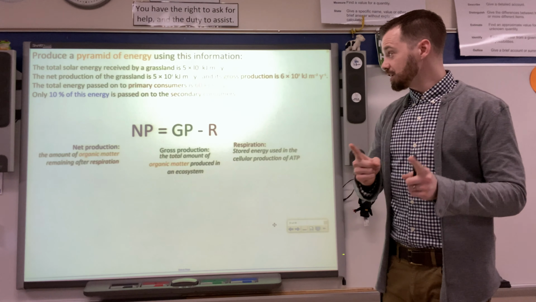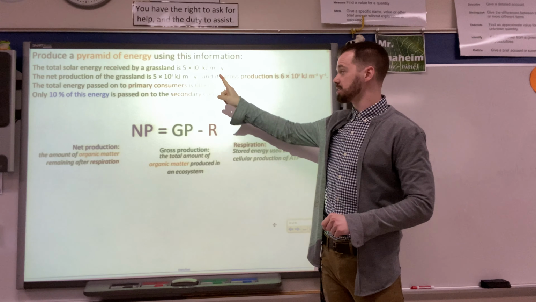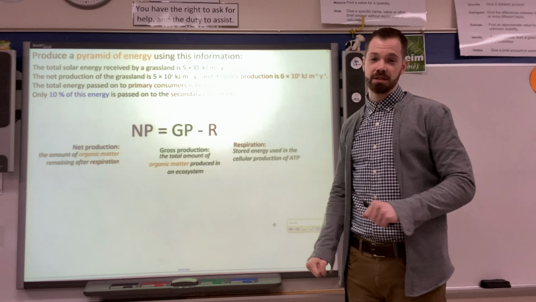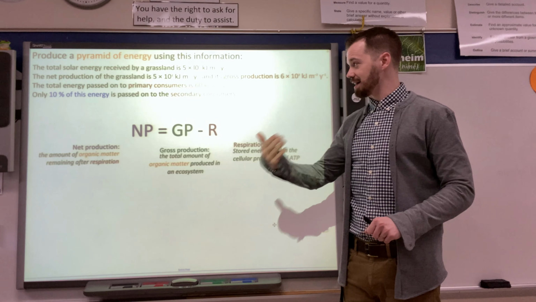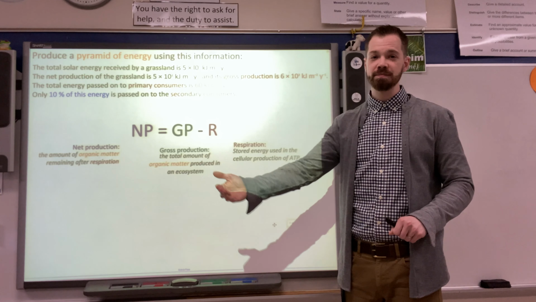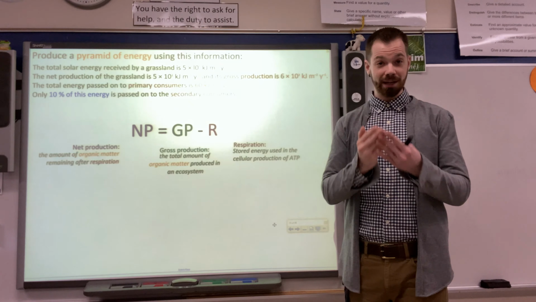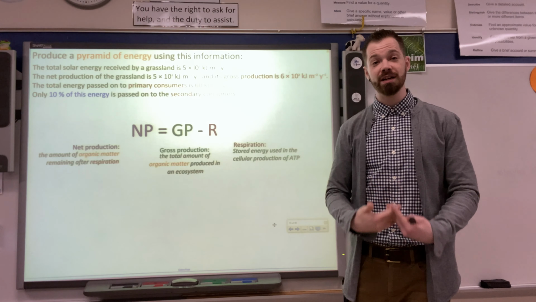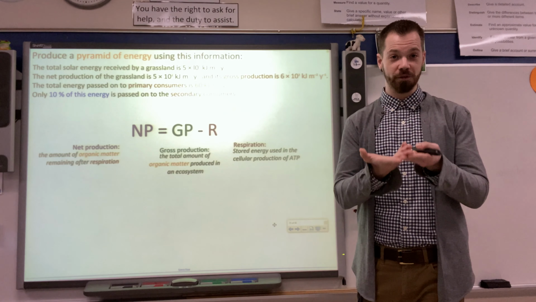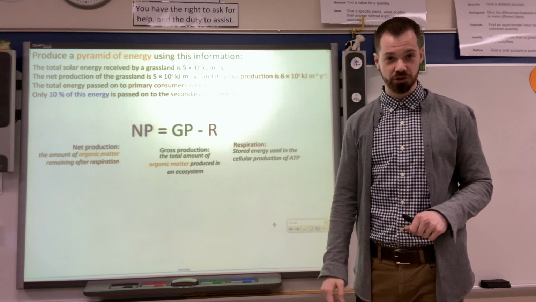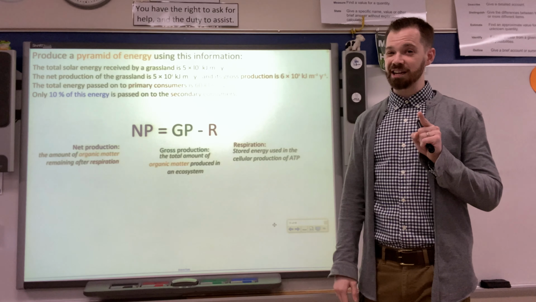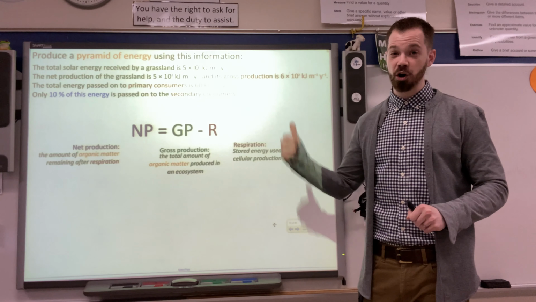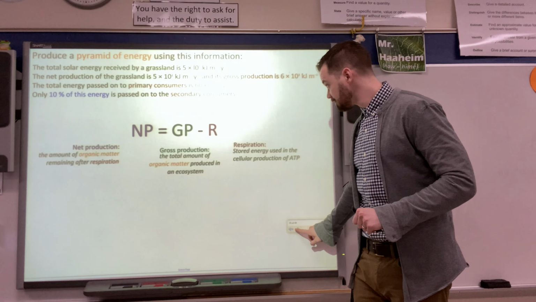The total energy that is passed on to primary consumers is 60 kilojoules per meter squared year, and only 10% of this energy will be passed on to the secondary consumers, at which point this pyramid will end, as there's not going to be enough energy to viably create another trophic level on top of the secondary consumers. So I'll show you the answer for that one in the next video, but I want you to take a shot at constructing that pyramid according to those instructions.